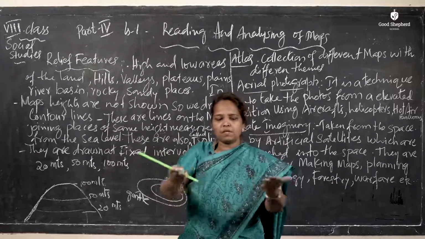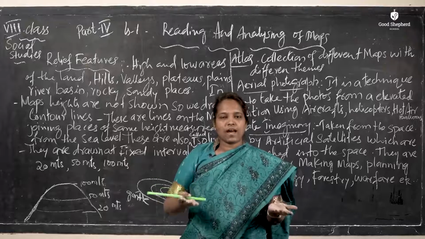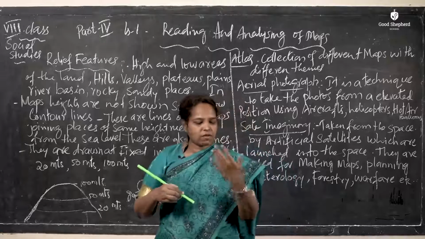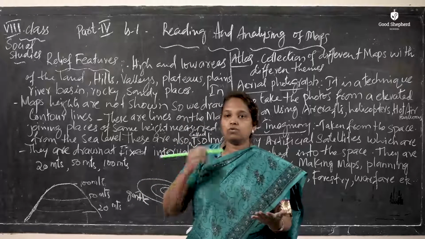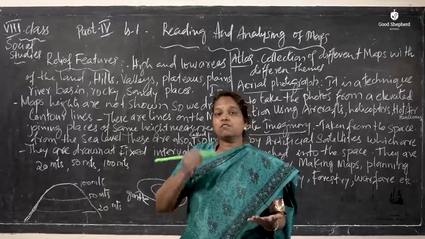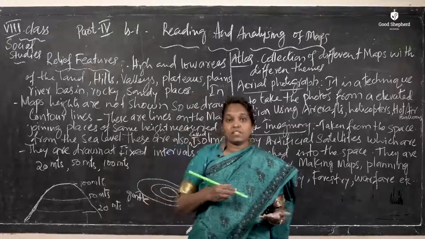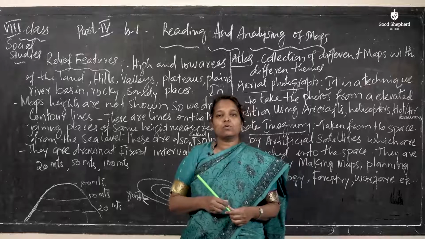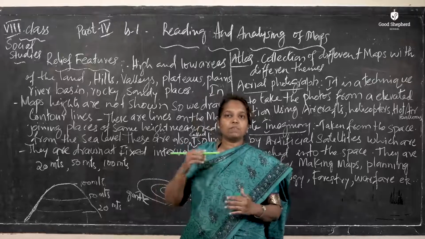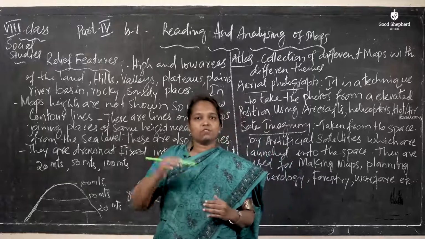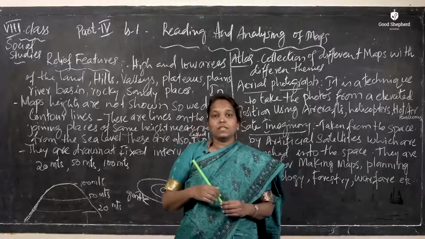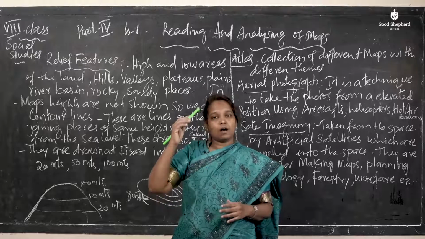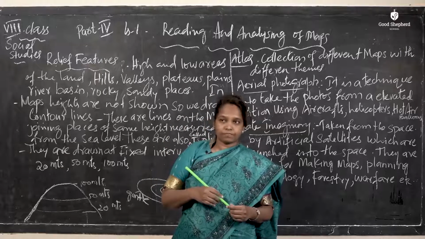A map is basically a flat surface. On this flat surface, when we see a mountain, we can read the mountain, but we cannot know the information about its height. The height of a mountain is very difficult to study in a map or in the atlas book. So to know the height of a hill or a mountain, we have to see how the measurement is taken.